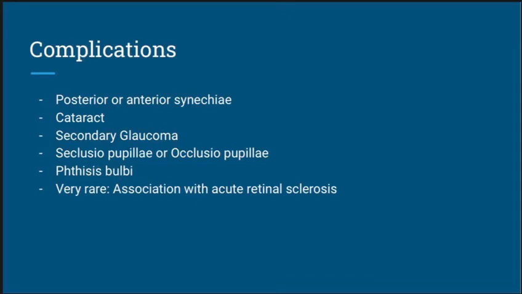Developing of a cataract, which is a medical condition in which the lens of the eye becomes progressively opaque, resulting in blurred vision. Secondary glaucoma, which is a damage to the optic nerve. Seclusio pupillae. This occurs when the synechia extends 360 degrees around the pupillary border. And occlusio pupillae, which refers to a membrane obscuring the lens surface.